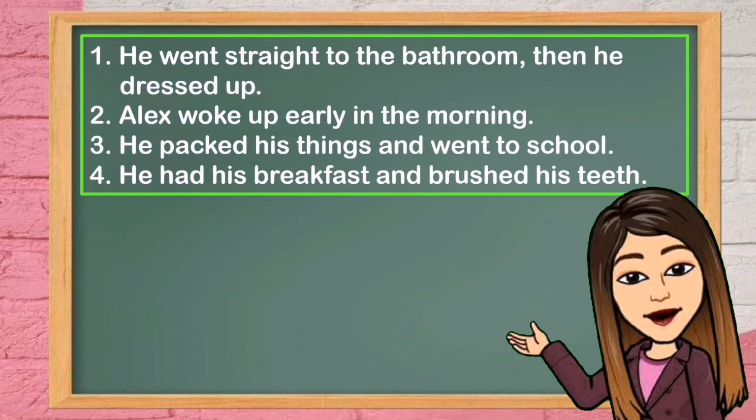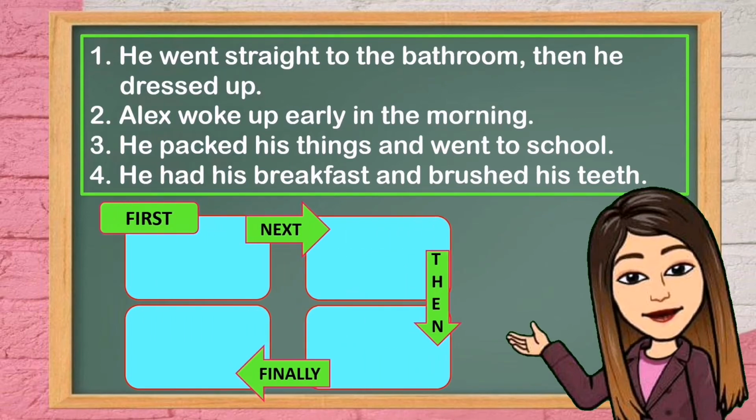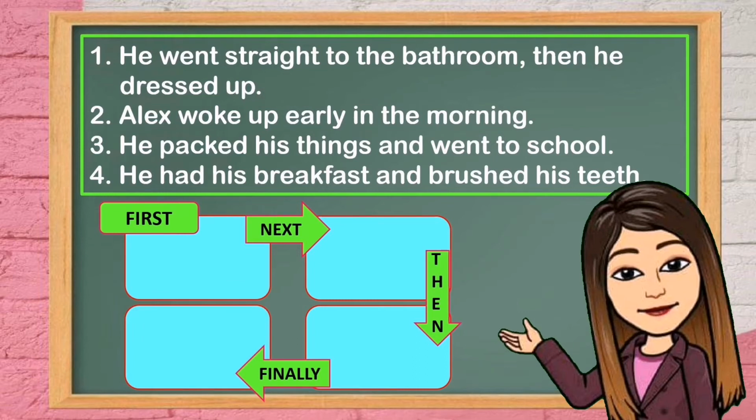So use this graphic organizer to arrange the events in correct order. So write each event in the appropriate box. Please be guided by the signal words. So what are the signal words? We have here the first, next, then, and finally. You only have 30 seconds to do this activity. Good luck and enjoy this activity.